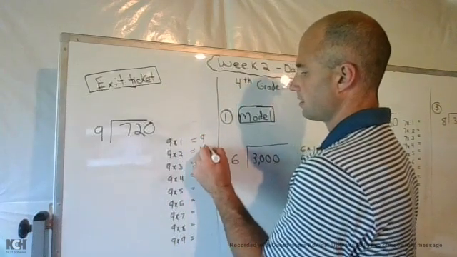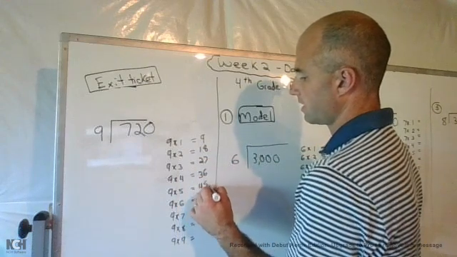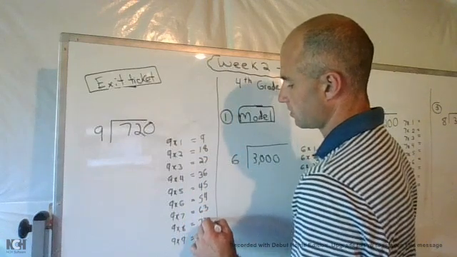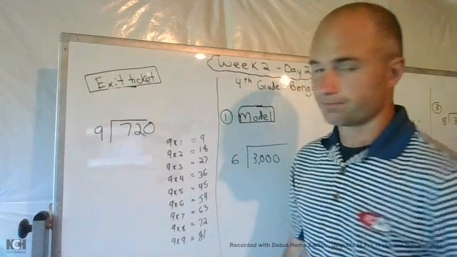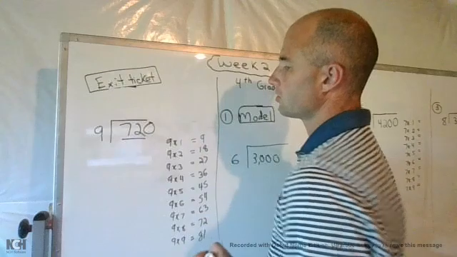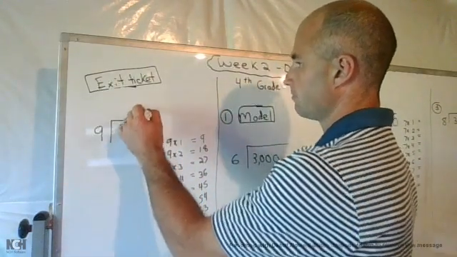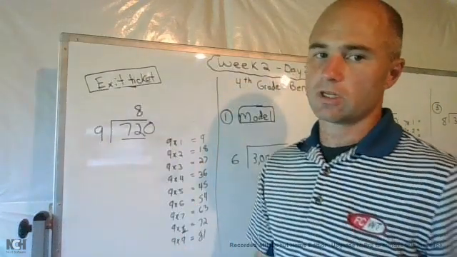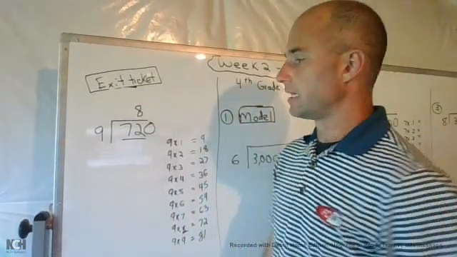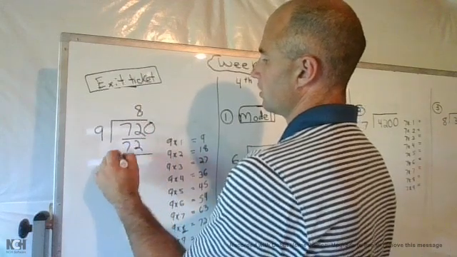Nine, 18, 27, 36, 45, 54, 63, 72, 81. Now I'm going to ask myself how many 9s go into 72, which we realize there's 8 of them. 8 goes above the 72. That's going to be key. That's where mistakes are going to happen. Not putting it in the right spot. 8 times 9 equals 72.